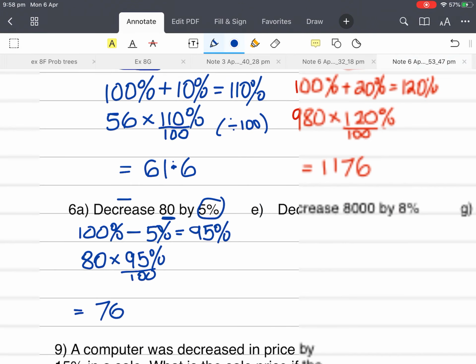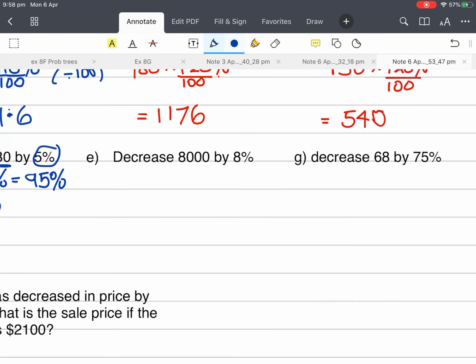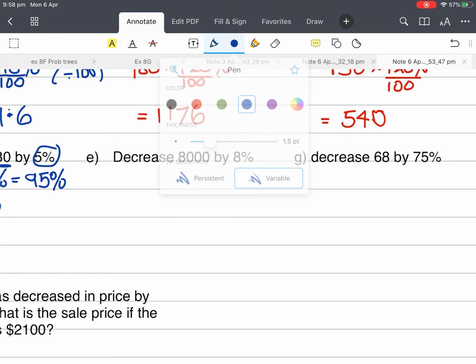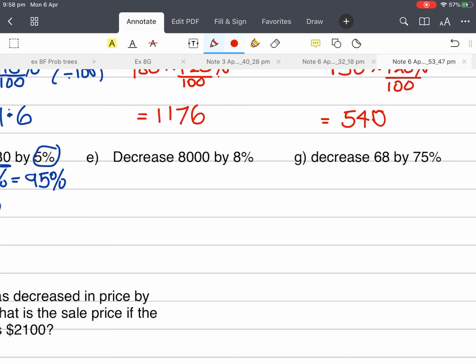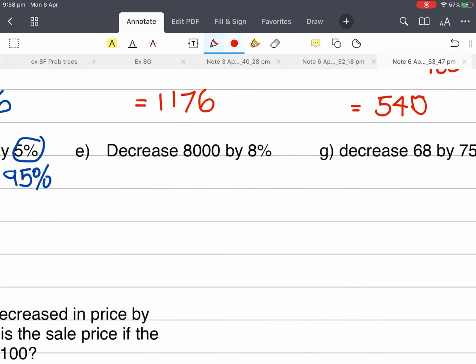Okay, so you've got 2 more questions here. I'd like you to pause the video now and see if you can do these 2 on your own. Beautiful. Hopefully you've had a go. Let's see how you went.